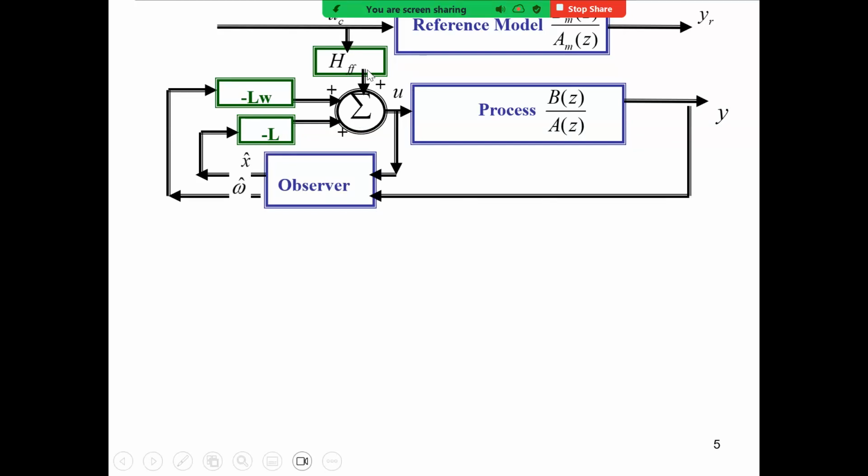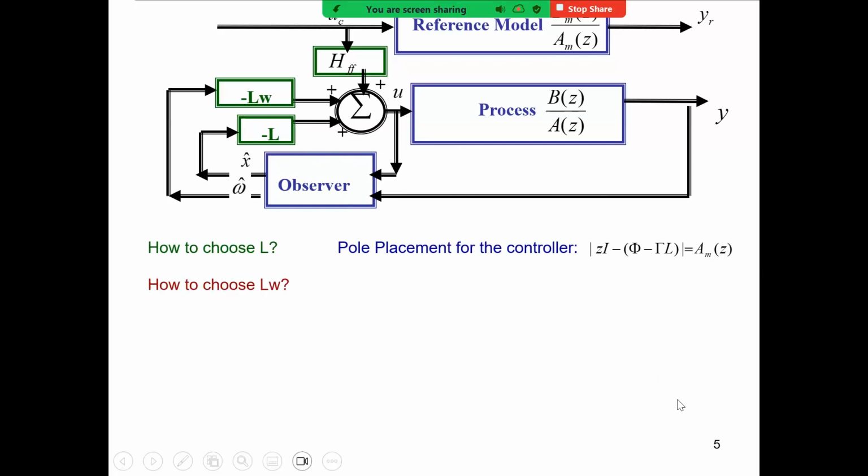So the final part for the feed-forward one, that one is very simple. We have a formula, but much effort we spent upon the controller and the observer. Then how do we choose L? We say it's our pole placement problem, right? We choose L such that the poles match the reference model. How to choose L_W? Of course, this has to do with the disturbance. That will be problem dependent.